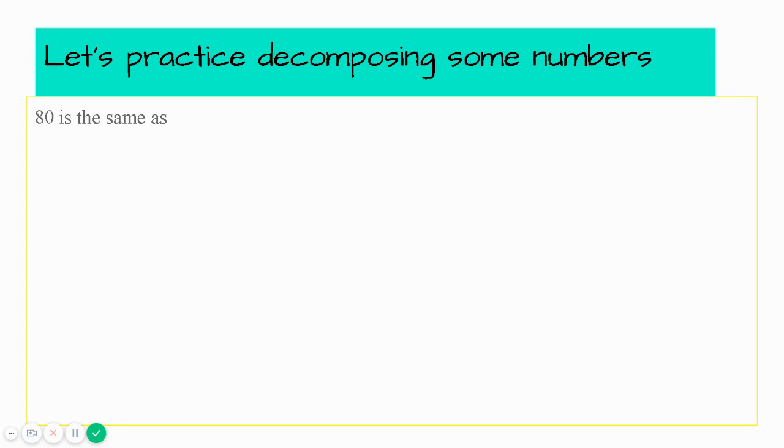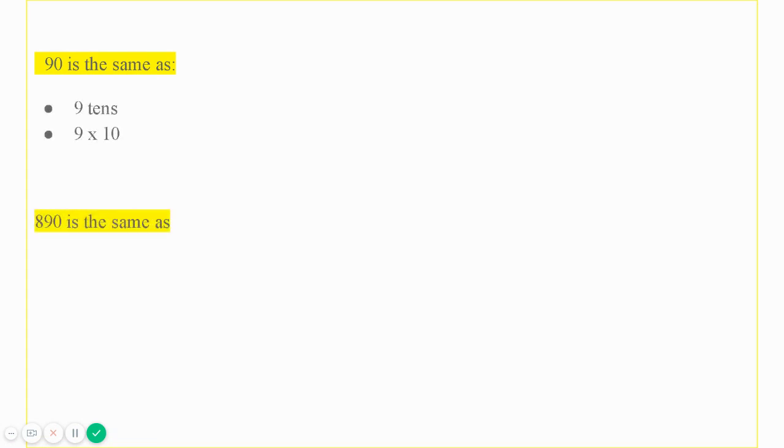This is 80. 80 is the same as, this one's kind of easy, 80 is the same as 8 tens. We know that. Or 8 groups of 10, or 8 times 10. 320 is the same as 32 tens, or 32 times 10. 90 is the same as 9 tens, or 9 times 10. And 890 is the same as 89 tens, or 89 times 10.